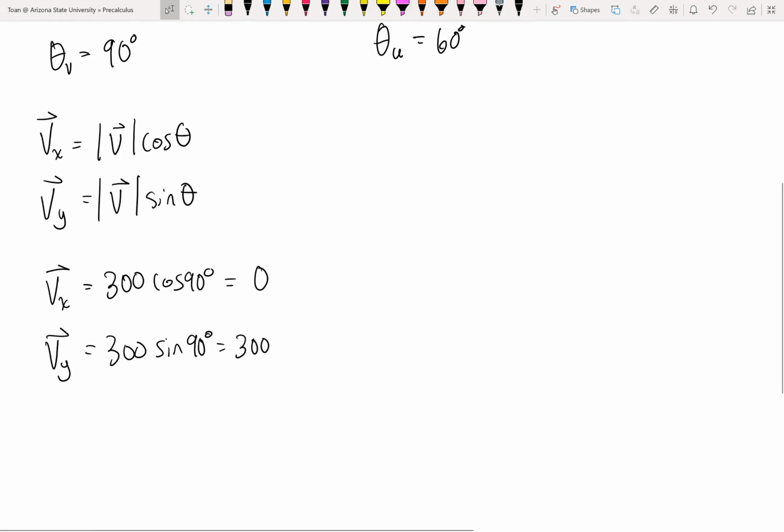So all this work tells me that vector v in component form, and you can use whatever format you want, the angled bracket, the i and j notation, or the stacked column notation, I'm going to use the angled bracket notation, is 0, 300. And that's what we expected. The problem says that the airplane is going due north, so we expect all of the speed to be in the vertical direction, due north, and none of the speed in the horizontal direction.